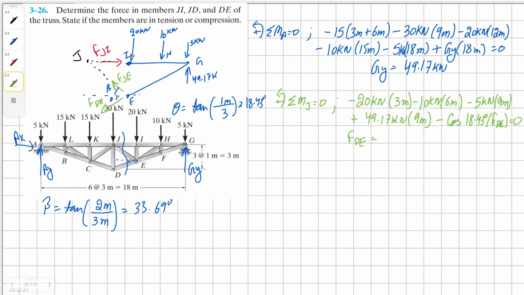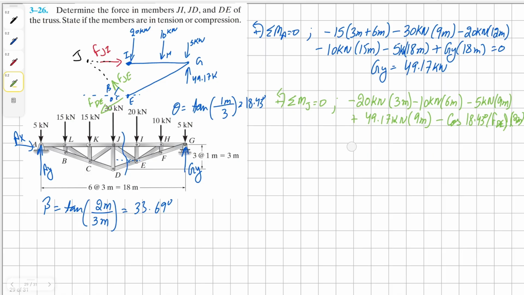While calculating on the calculator, I just noticed that we did not include the moment arm distance here for our horizontal component of force DE. So this is going to be 2 meters away, all equals to 0. And one more thing we missed is our vertical component.